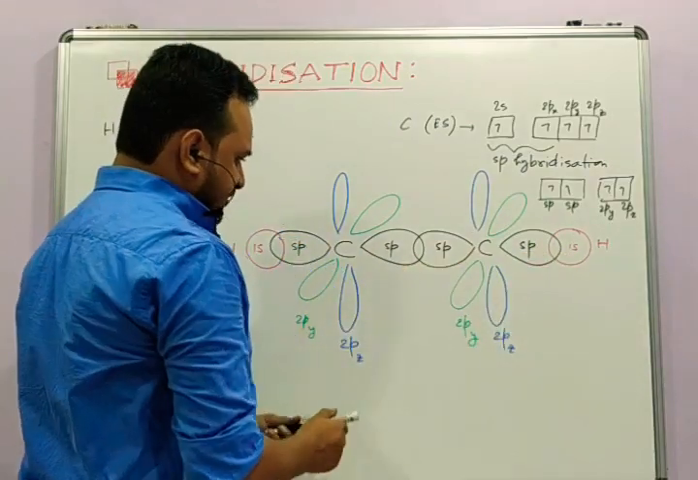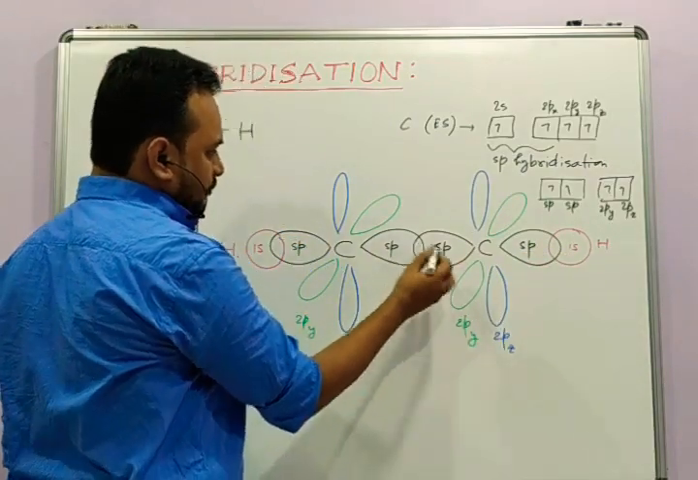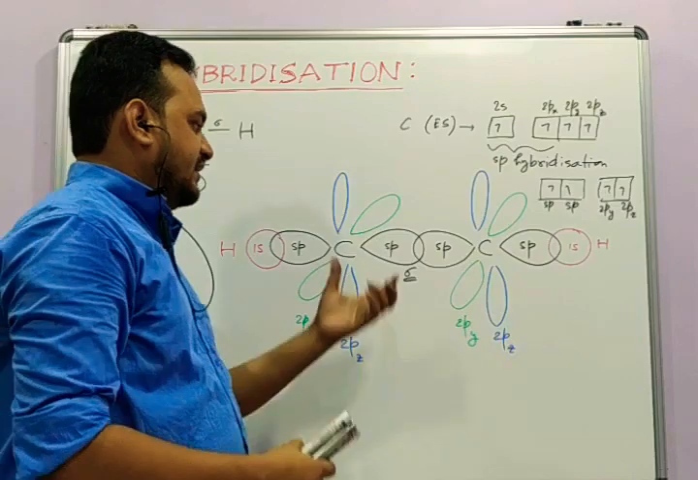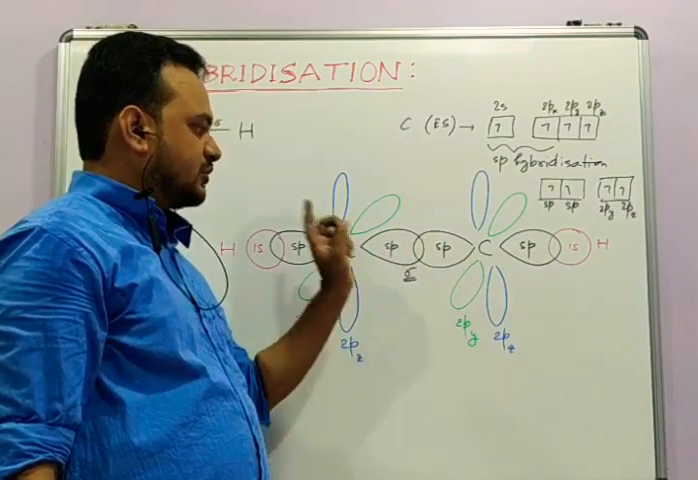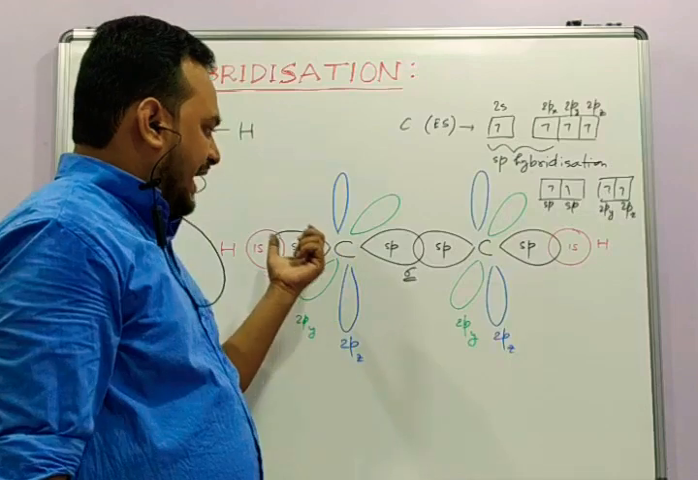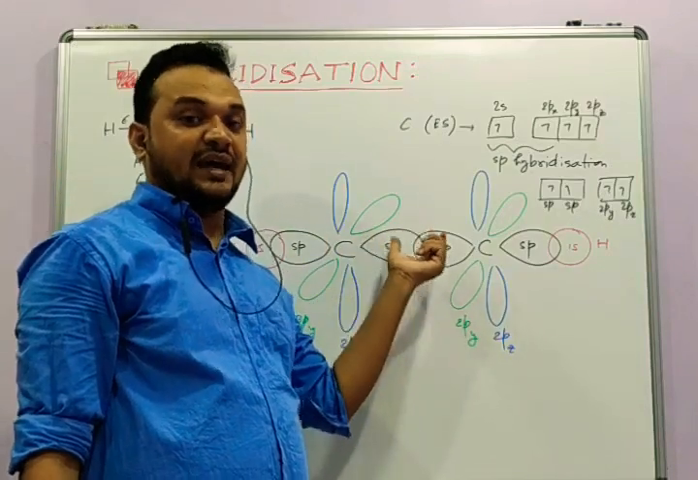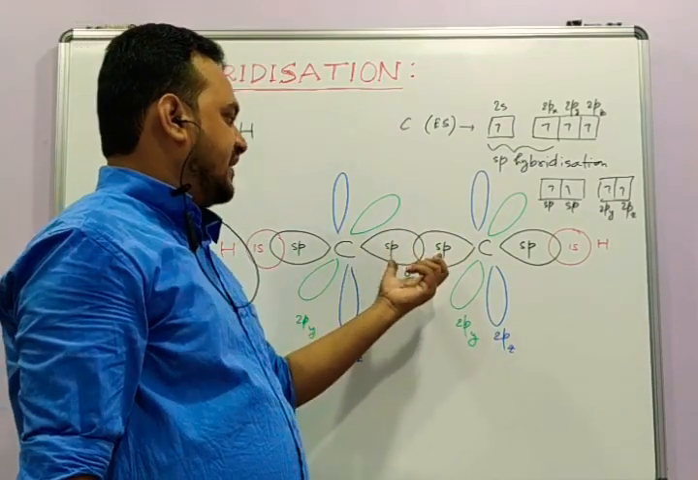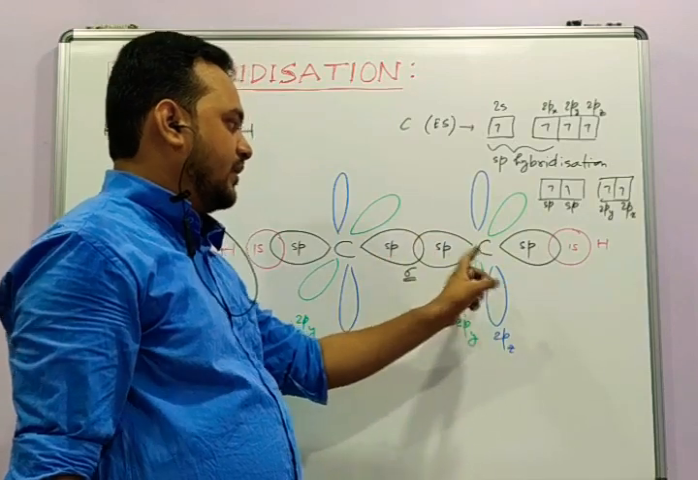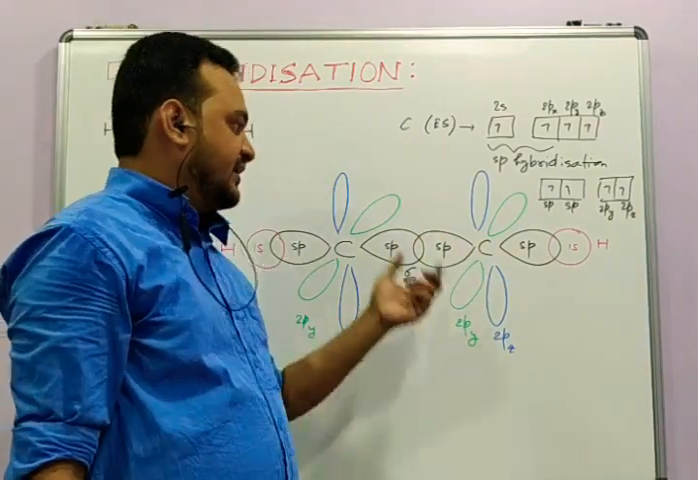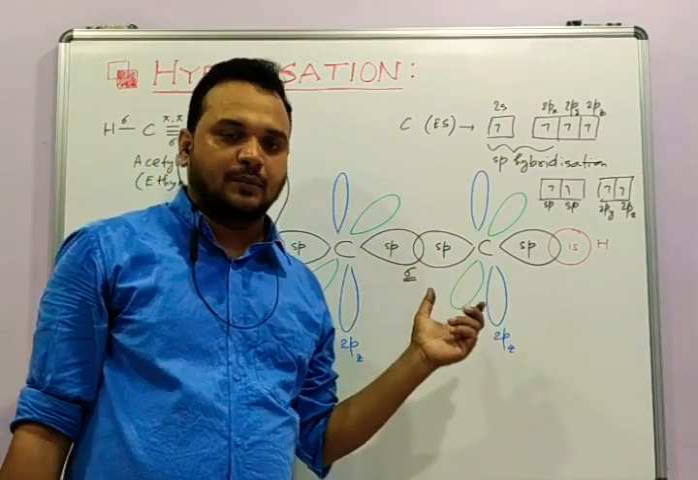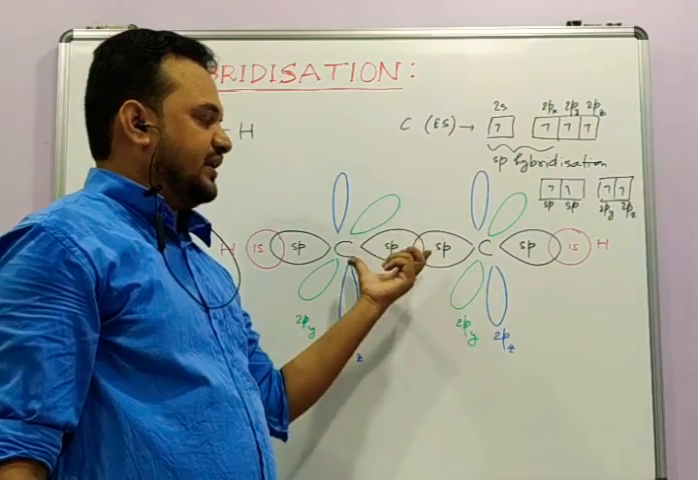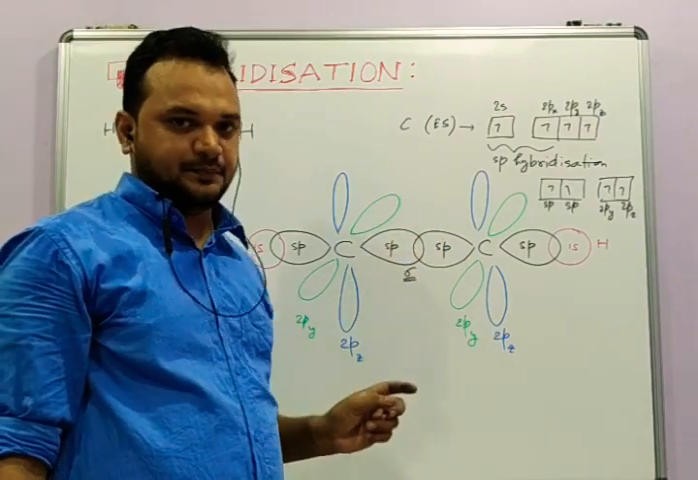The carbon-carbon sigma bond is because of the overlap between two sp hybrid orbitals. If you remember, in ethylene the carbon-carbon sigma bond was because of sp2 and sp2. In acetylene, it is because of sp and sp, and it is experimentally supported also. That is, the bond energy and bond length of the carbon-carbon sigma bond in acetylene is different than the carbon-carbon sigma bond in ethylene, because in ethylene it was sp2 sp2, and here in acetylene it is sp sp, right?